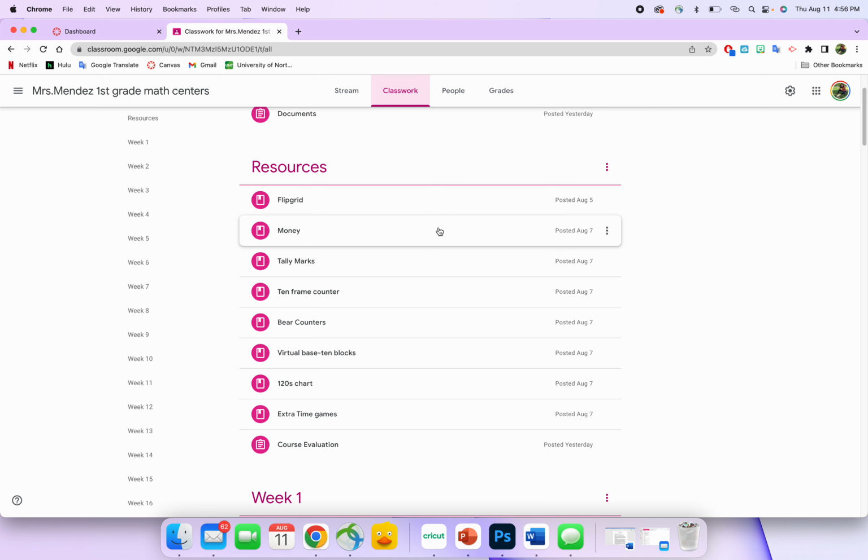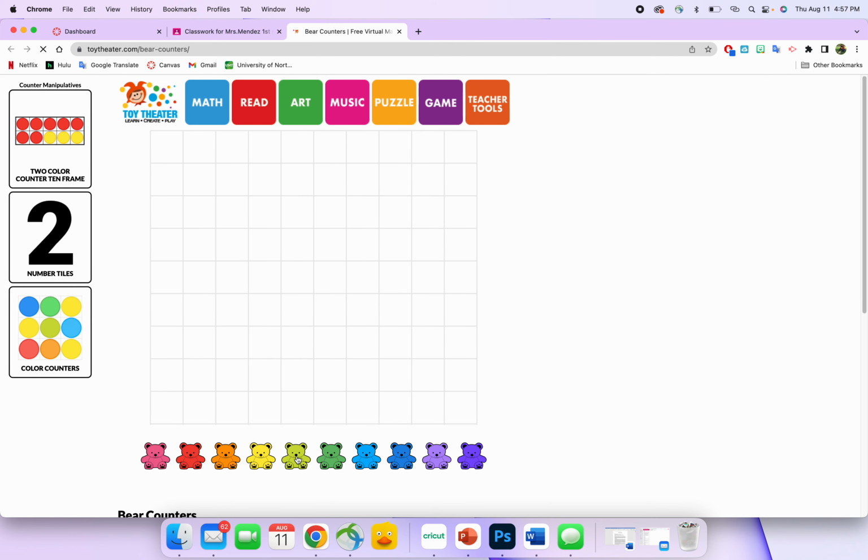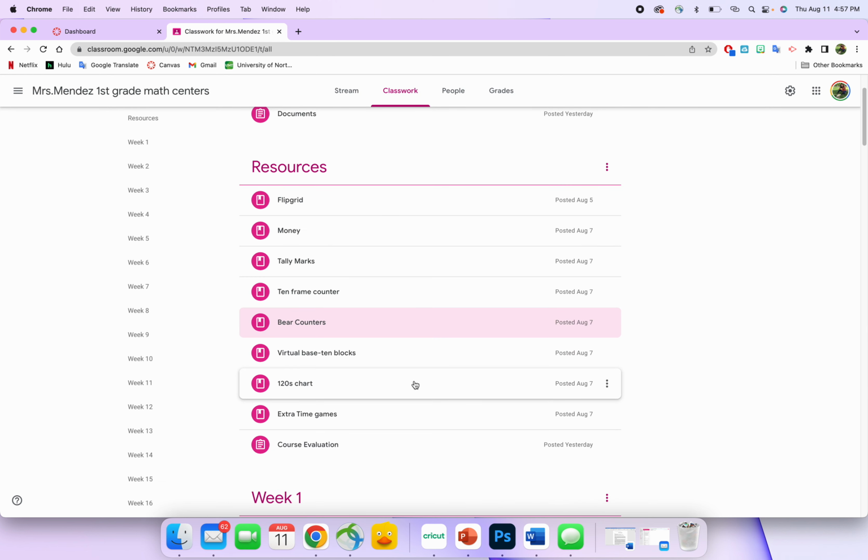And then we have manipulatives. One of my favorite ones is the bear counters. And these are all housed in toytheater.com. And you just drag and drop the bears as needed. So for instance, if you're trying to add 2 plus 3, you can pull 2 green bears, 3 blue bears, and that will give you a total of 1, 2, 3, 4, 5. And from there, these are all manipulatives just like that.